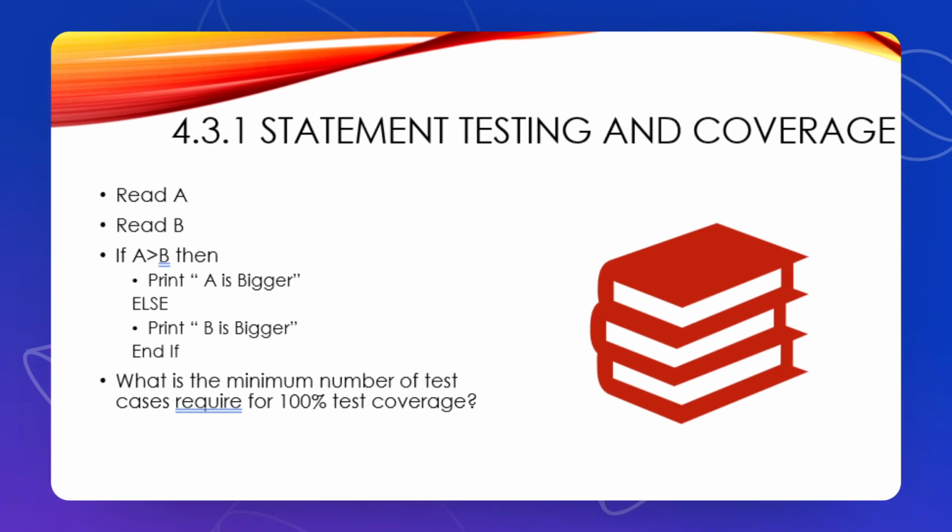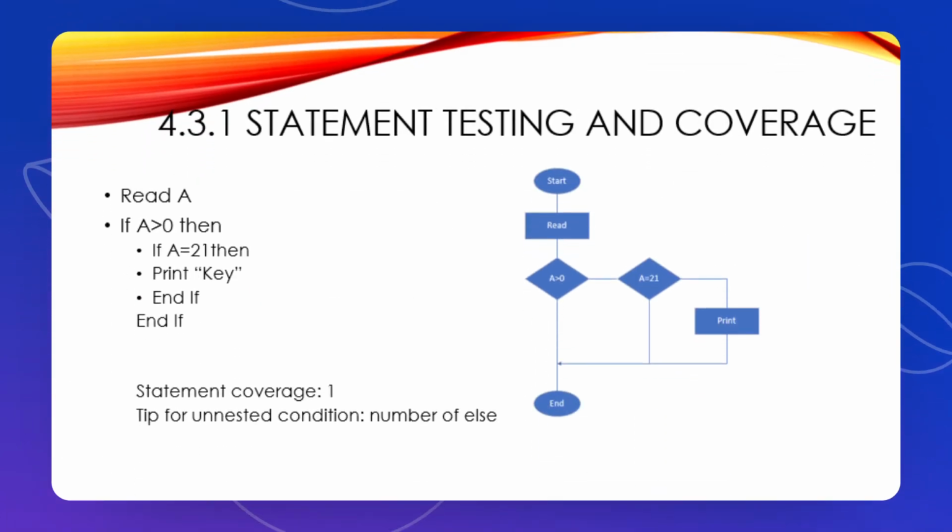Let's see another, similar example, where the question is: what is the minimum number of test cases required for 100% test coverage? In this case we will require two test cases. Here is another example. Read A. If A is greater than 0, then if A is equal to 21, then print key. In this case statement coverage is 1. The tip for unnested conditions is the number of else, which here is 1, so statement coverage was 1.